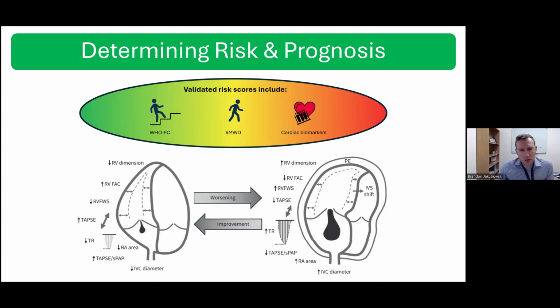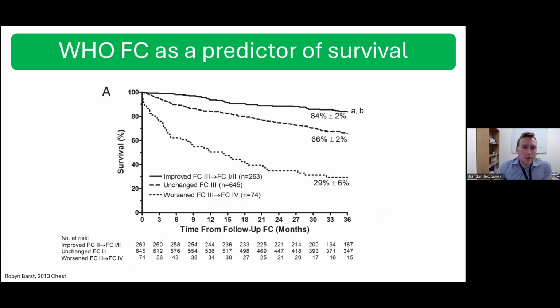Let's talk about the data behind each of these variables used individually. You'll see that they're actually useful in a sense. This is a Kaplan-Meier curve analyzing survival based on a change in functional class at follow-up in patients who are initially WHO functional class 3 at diagnosis. And you can see on this graph that patients are grouped by whether they improved to functional class 1 or 2, whether they remained in functional class 3, or worsened to functional class 4.